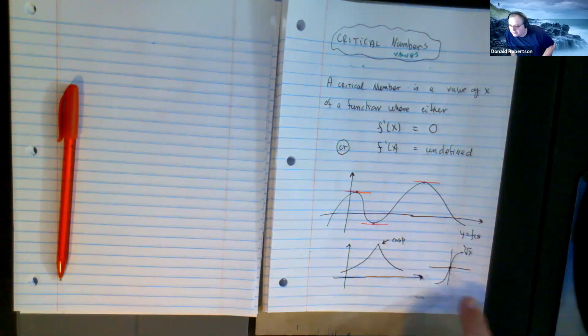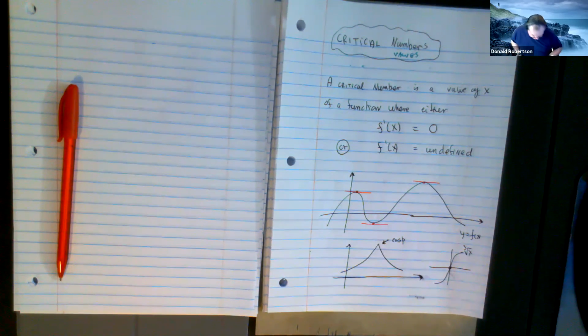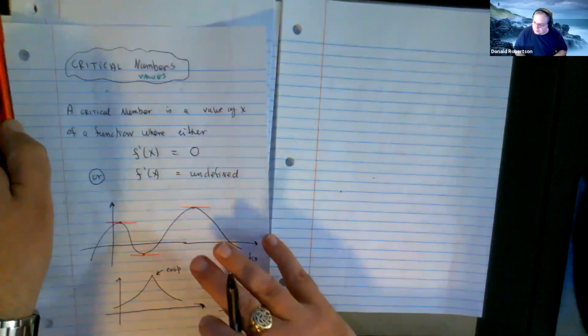Would you agree that at that point in the curve, nothing particularly interesting is happening as far as max and mins are going? So we do very often have to take that into account. Are we comfortable with what is meant by critical number? It's the x coordinates of a curve where the derivative is 0 or undefined.